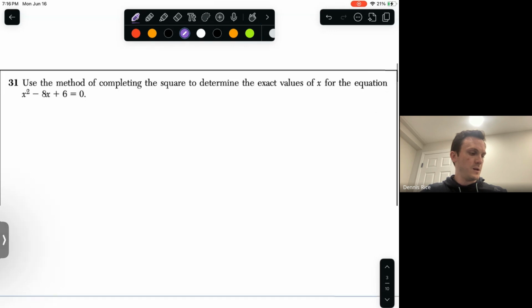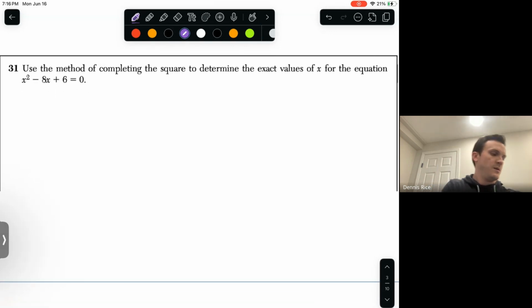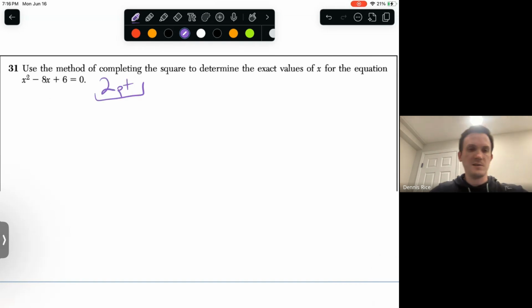Alrighty, let's do a written. So this would be a 2-pointer. You should be able to recognize, all right, this doesn't seem like a 4-pointer. Obviously, definitely not a 6. So it says, use the method of completing the square to determine the exact values for x.